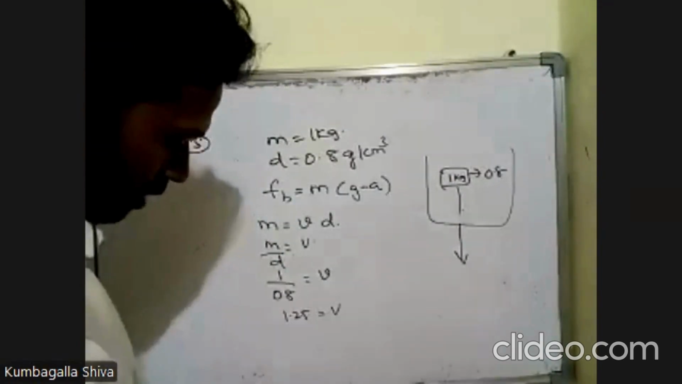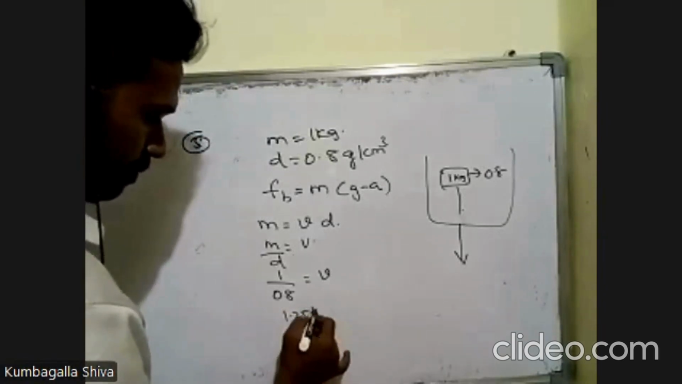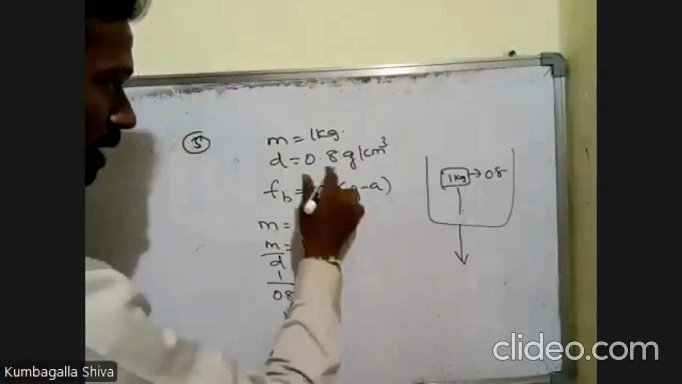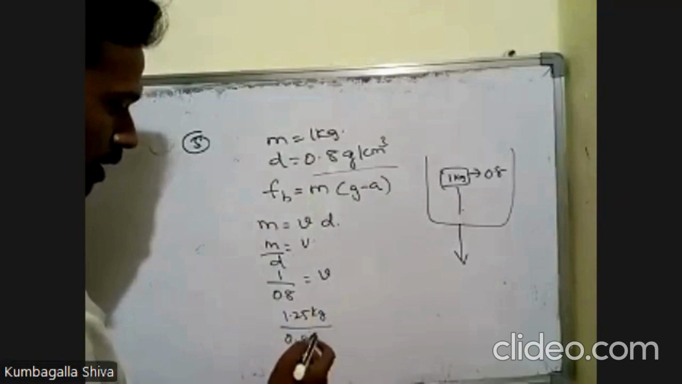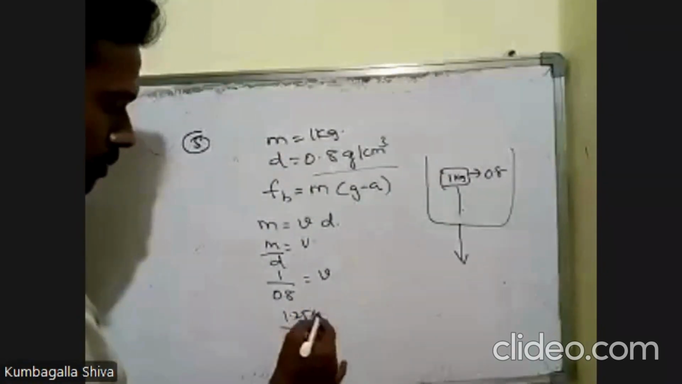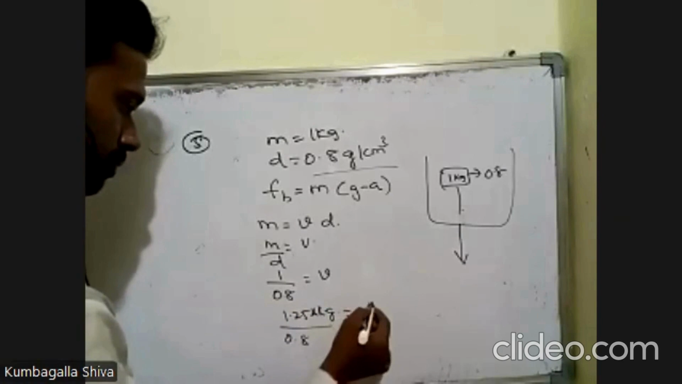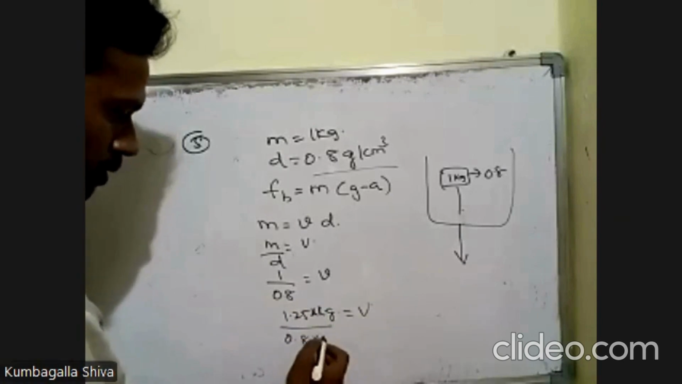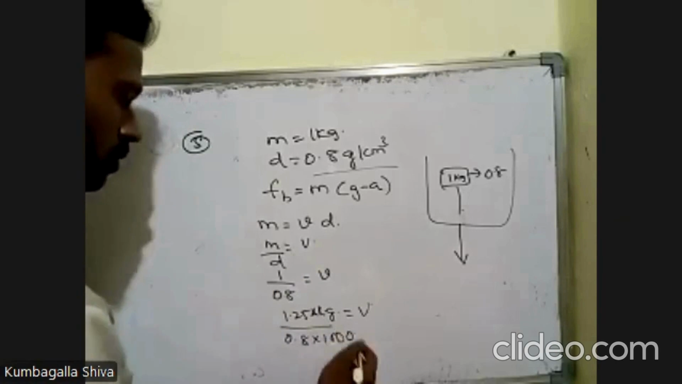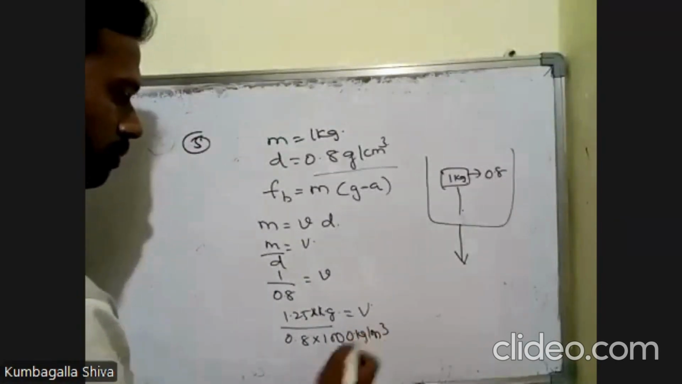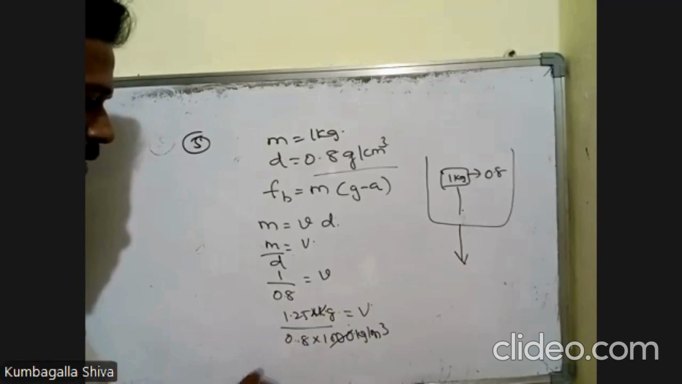It is given here as 1 kg, and this is given in gram per centimeter cube. Now this can be converted. 0.8 gram per centimeter cube can be converted into 1000 kg per meter cube. So this 1000 and this kilo can be cancelled. So what you get here?